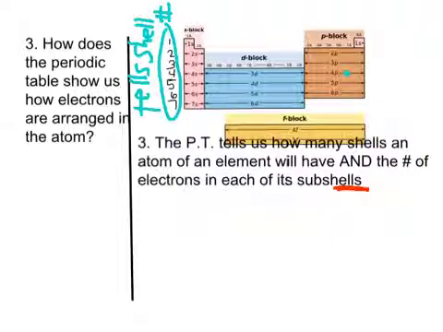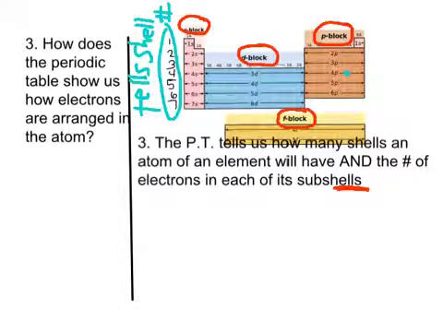That's what this S block, P block, D block, and F block mean. What that's telling us is that all of the elements in these first 2 columns are going to have their valence electrons in an S subshell, so their last electrons are going to be in an S subshell. All of the transition metals right here are going to have their valence electrons in a D subshell.